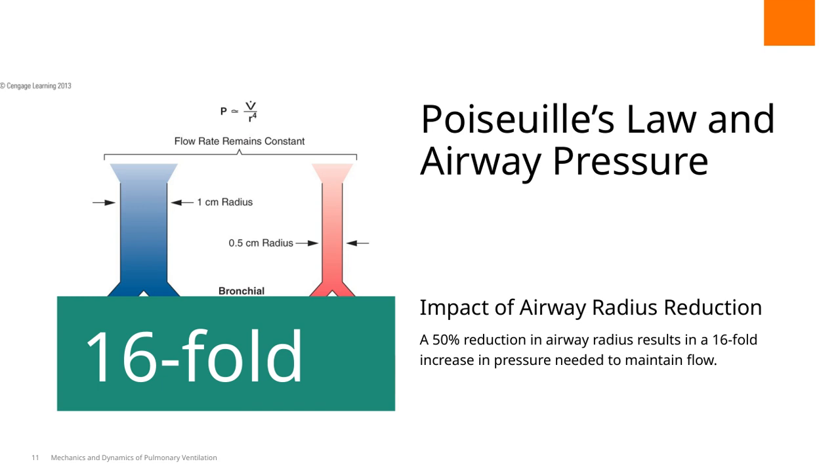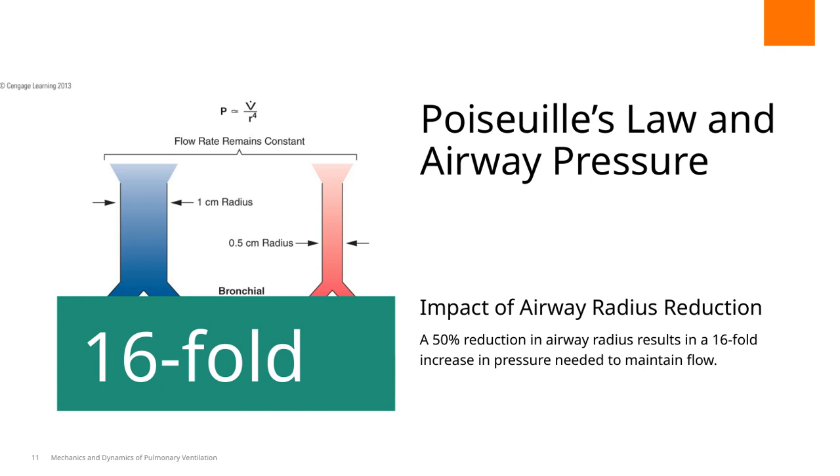Understanding this helps us see why airway constriction, such as in asthma or other respiratory conditions, can make breathing significantly more difficult. It's a clear demonstration of how the mechanics and dynamics of pulmonary ventilation are tightly linked to airway structure. This concept underscores the importance of maintaining open airways for efficient breathing and highlights the challenges faced when airway narrowing occurs.